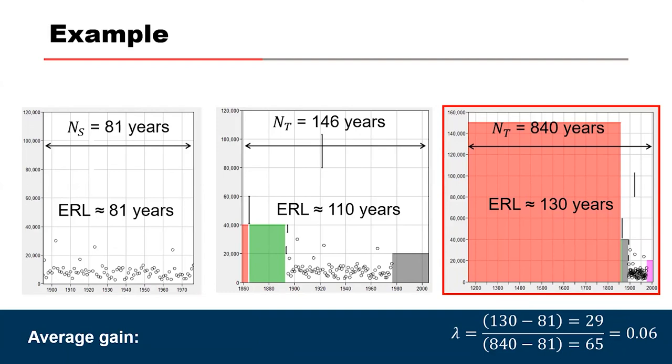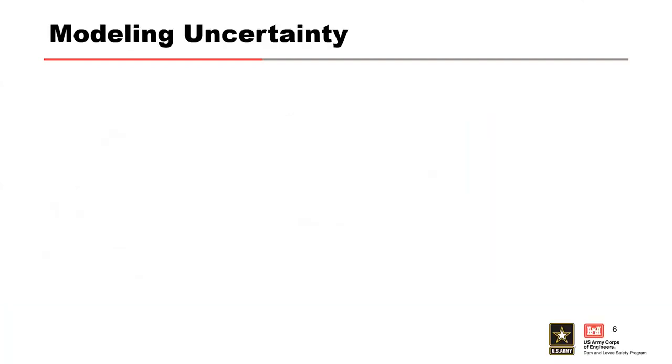That's exactly right. So it turns out that the increase in the effective record length is relatively small compared to the total record length increase. And that is because there's high uncertainty. However, this does not negate the value of the paleo flood information. The effective record length is still increased by almost 20%, which is a significant increase. So that's something to keep in mind, that in hydrology, we do want to add all of the available hydrologic information that we can.